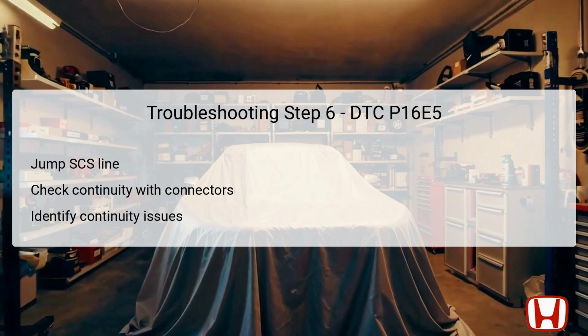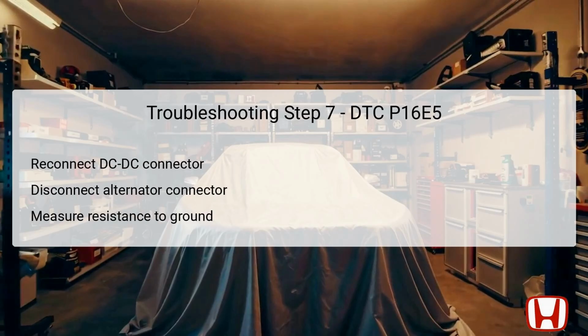If continuity is lost upon disconnecting any specific connector, it indicates that the LIN bat sensor LIN wire is intact, pointing to a failing component needing replacement. If continuity remains, it suggests a short in the LIN wiring that must be repaired. Reconnecting the DC-DC converter connector A is crucial before proceeding with this diagnostic check.